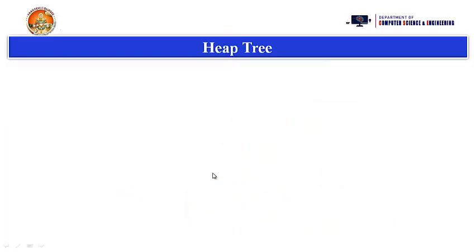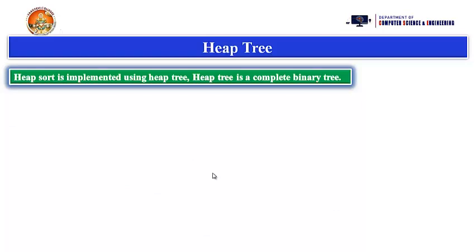So what is a heap tree? Heap sort is implemented using this heap tree. A heap tree is a complete binary tree. So we are going to implement the heap sort technique using heap trees only. And what is the heap tree? It is a complete binary tree.